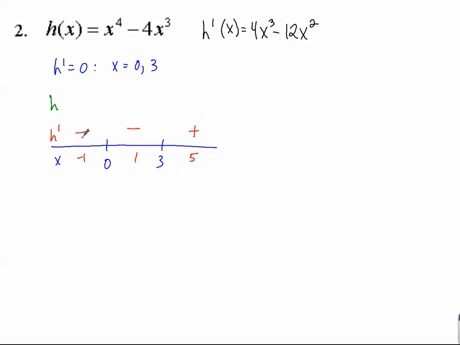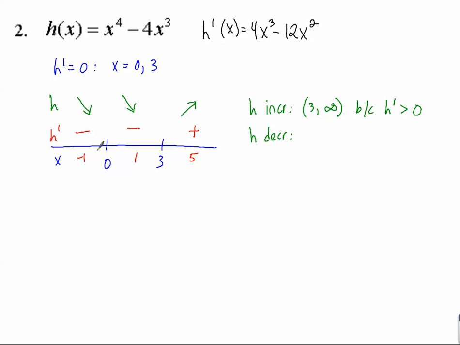Well, we see h, because it's negative derivative, will go down, down again, and then up. Decreasing, decreasing, increasing. How do we say how the function is increasing or decreasing? So increasing, there's only one interval we have to worry about. H is increasing on the interval from 3 to infinity because h prime is greater than 0. How about where h is decreasing?